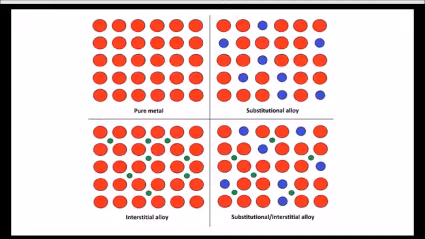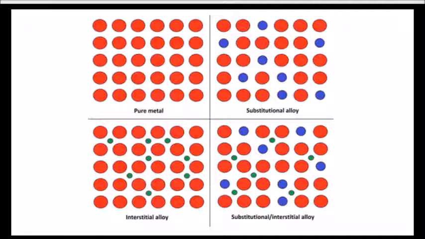We call a mixture of different metals an alloy. So you can see in the upper left-hand corner, that's just all one type of metal. And then you've got two situations. A substitutional alloy is where you've taken out some of the red atoms and you've replaced them with a different, kind of similarly sized metal.